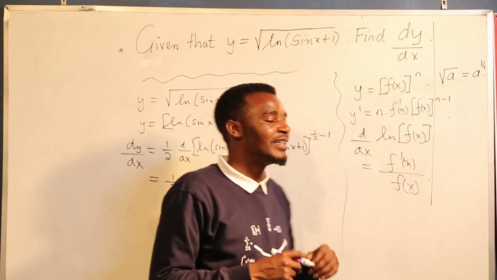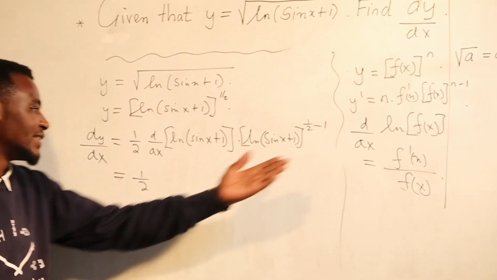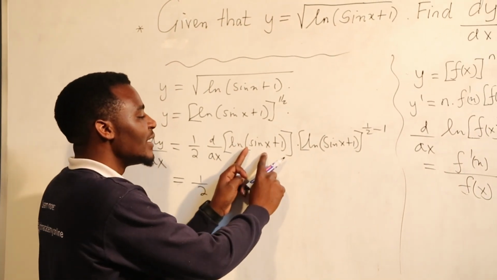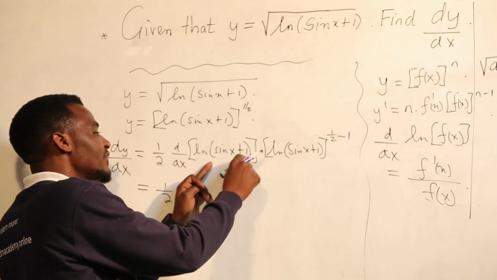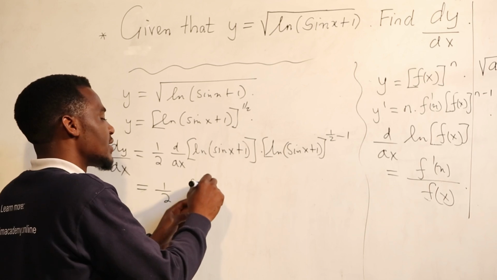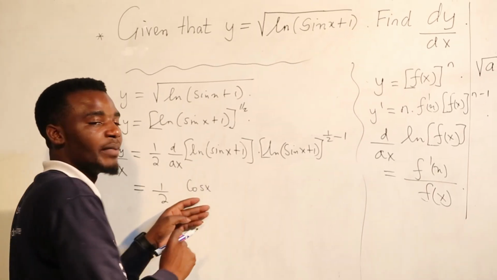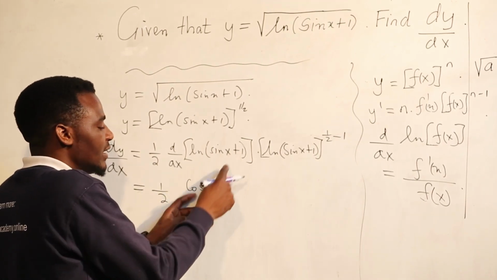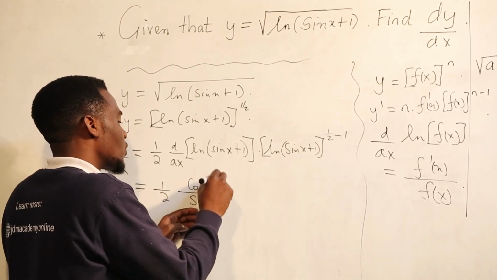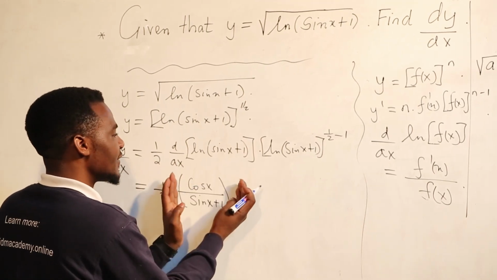So what are we going to do next? Let's quickly use this idea. Here we're looking at the derivative of ln of sine x plus 1. So we need to find the derivative of sine x plus 1 first. The derivative of sine x straight away gives us cosine of x. And the derivative of 1 gives us 0, so there's no need for us to say plus 0. So the derivative of this function gives us cosine of x divided by that function, which is sine x plus 1. So the derivative of this whole thing gives us this result.